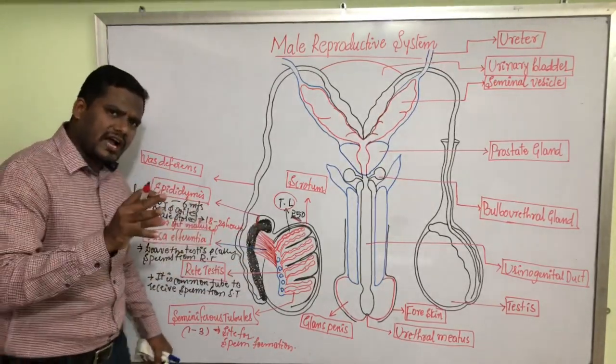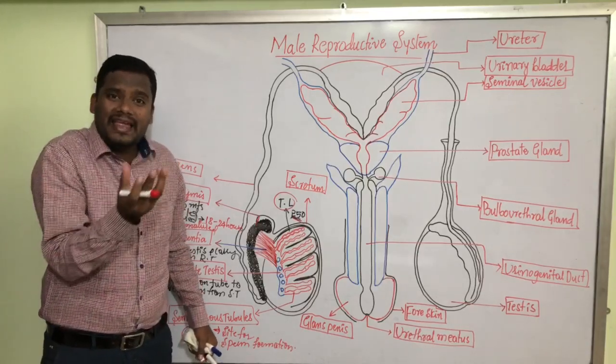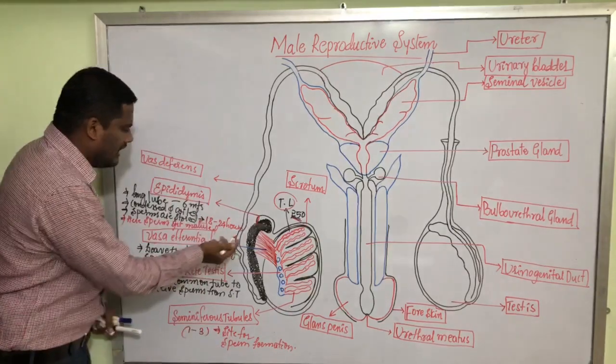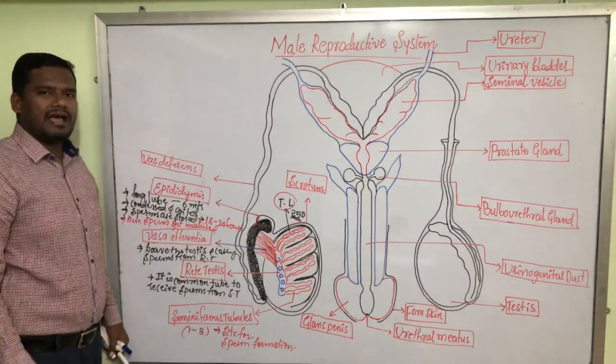एपिडिडाइमिस एक ऐसी जगह है जहां पे स्पर्म्स के टेल्स बन रहे. स्पर्म यहाँ पे फिजियोलॉजिकल मैच्योरिटी अटेन कर रहा. This place is called the epididymis.